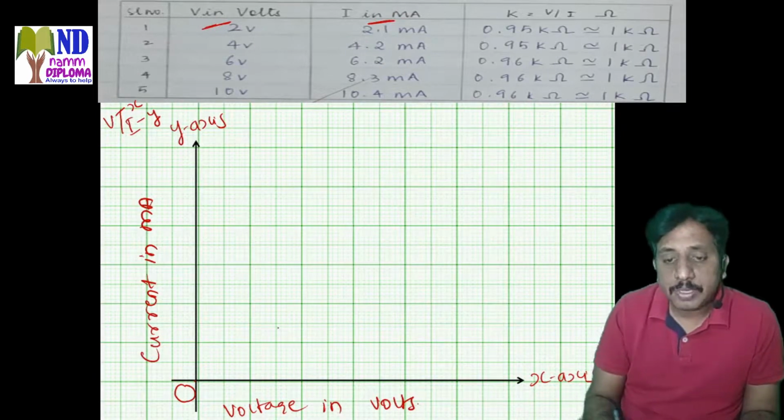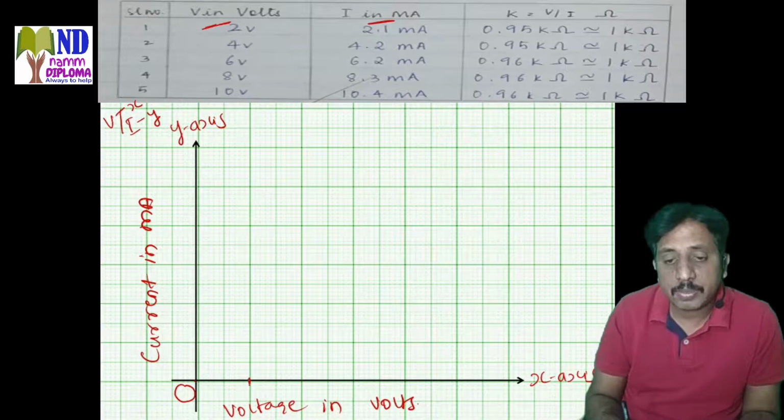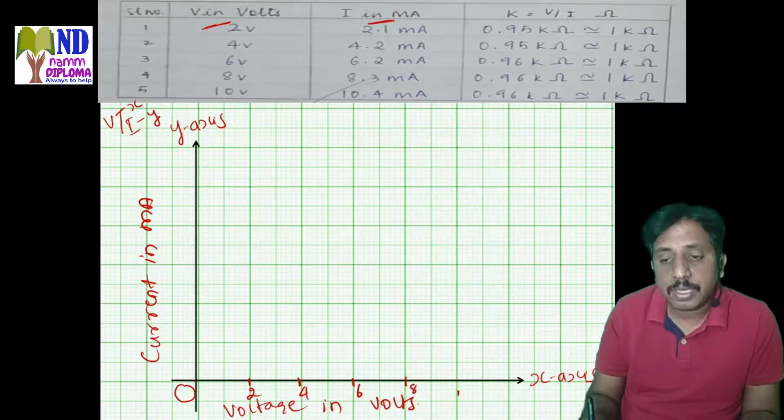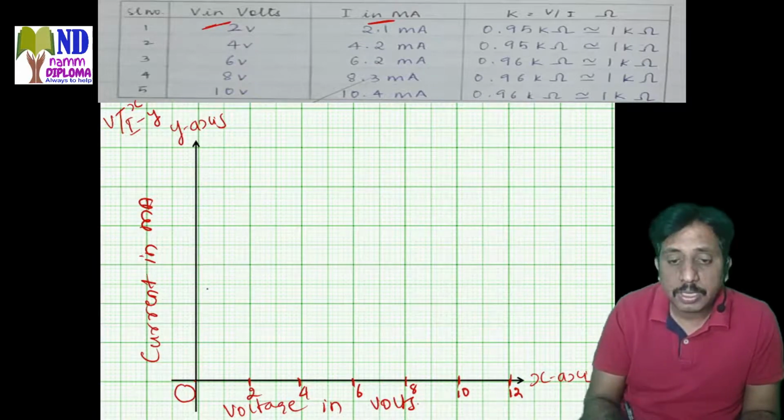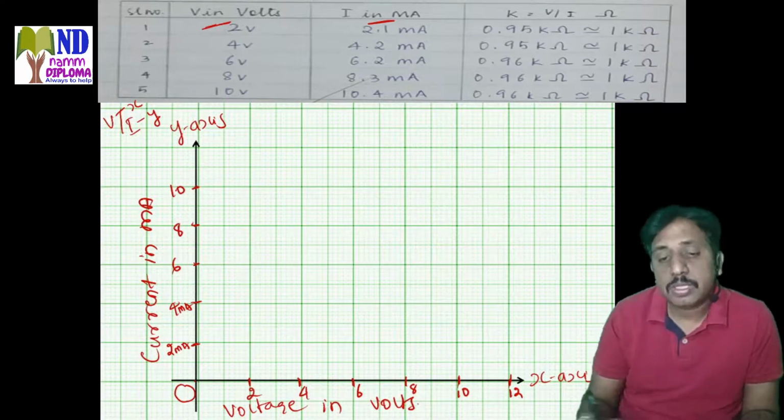Now you should make the divisions here. The maximum is in the order of 2 to 10 volts and 2 milliamps to 10 milliamps. So for voltage I can write this one as 2, this one as 4, this as 6, this as 8, this as 10 and this as 12, and it keeps on increasing as the length of the graph increases. Similarly, this is 2 milliamps, this is 4, this is 6, this is 8, and this is 10. So these are the measurement unit scales.